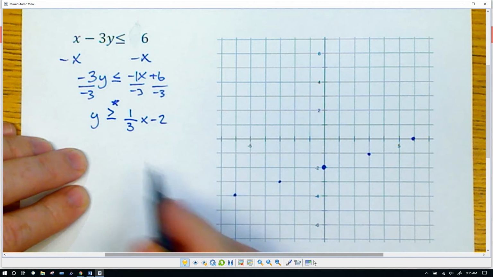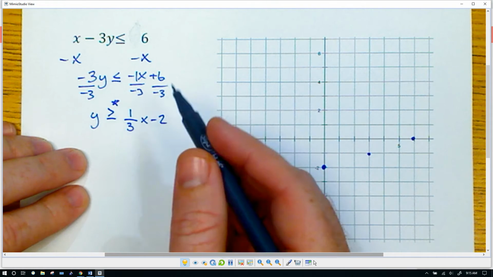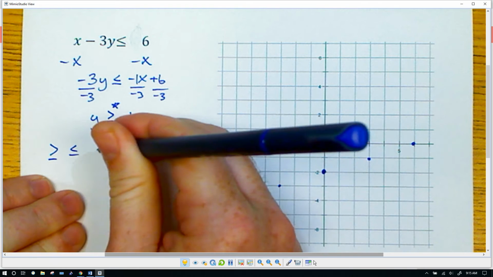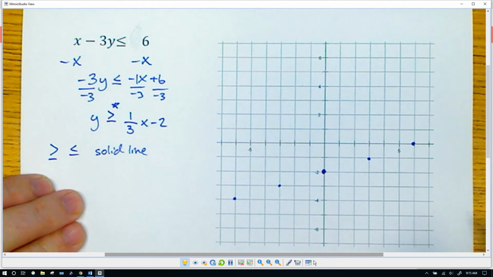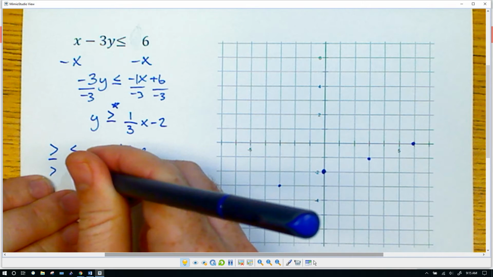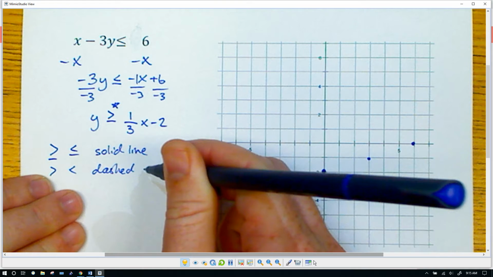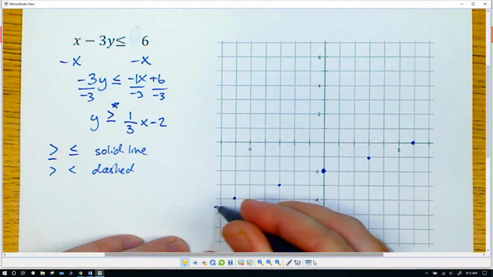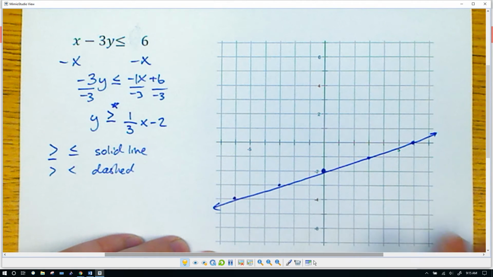On our other video, again, we said that this symbol here is going to be a solid line. So if you have greater than or equal to or less than or equal to, you're going to have a solid line. If it's greater than or less than, it's going to be a dashed line. Okay, so once again, I am prepared. So I'm going to draw this without my ruler. Oh, that one actually came out better than the other ones.